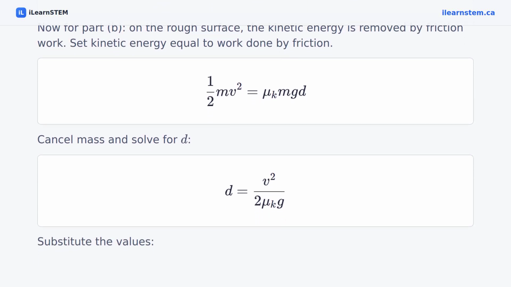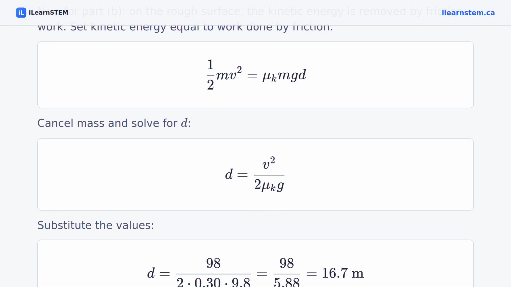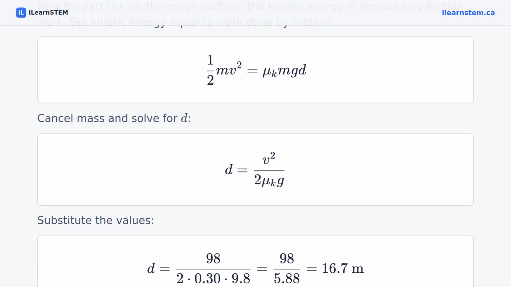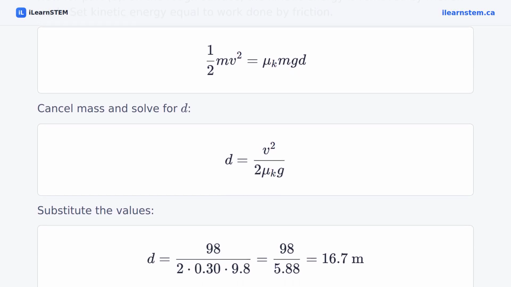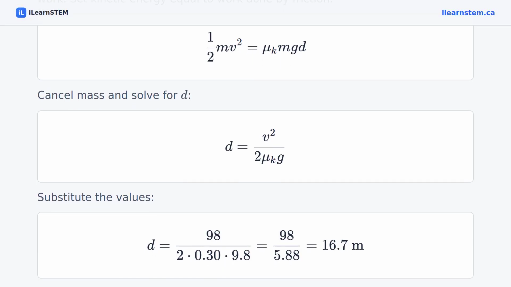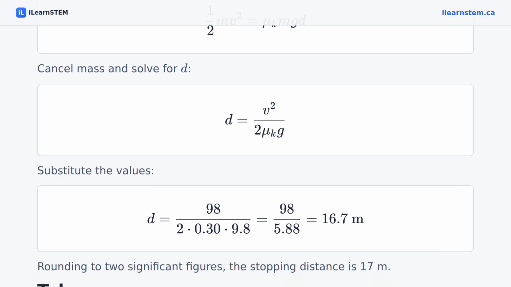Substitute the values. d equals 98 over 2 times 0.30 times 9.8, which is 98 over 5.88, equals 16.7 meters. Rounding to two significant figures, the stopping distance is 17 meters. Remember, in the absence of non-conservative forces, mechanical energy is conserved. When friction is present, the work done by friction equals the change in mechanical energy.